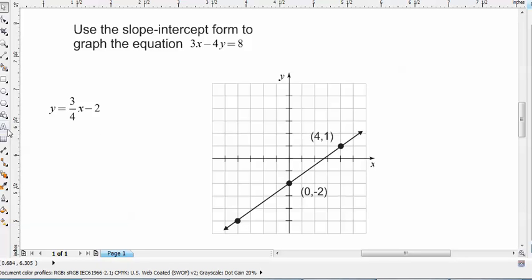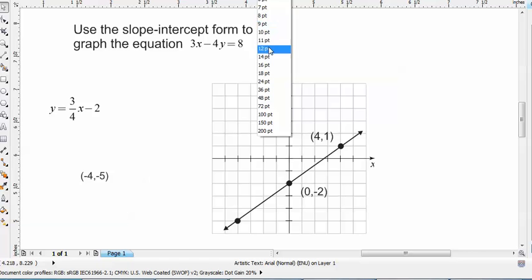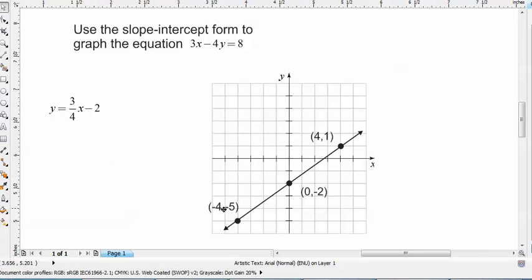And this point would be (negative 4, negative 5). We'll go ahead and add that to the graph. So starting at the y-intercept, we could have gone either direction to get a second point by using the slope. So here's the graph of the equation 3x minus 4y equals 8.